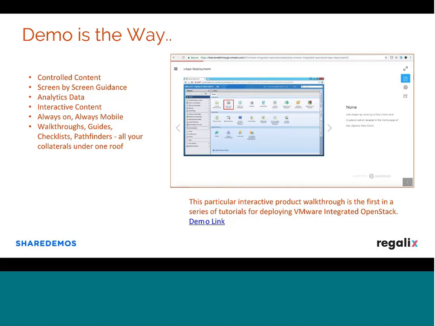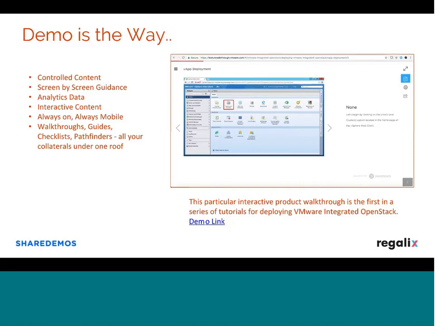Regalix realized that we should be talking about something which has controlled content, and which can give screen-by-screen guidance. As a product marketing person, what do I require? I want to see, are my sales guys using it, or is the customer using it? Can I get analytics data on how many people have used that particular walkthrough, or how many people have been to a particular slide? For example, how many people dropped off after 5 slides or 10 slides, and so on. Plus, I also want actionables on my screen. For example, I have hotspots. Can I click on those hotspots and go to the next level?